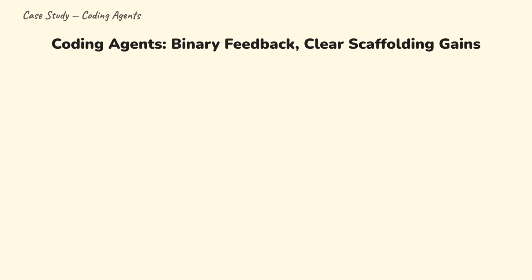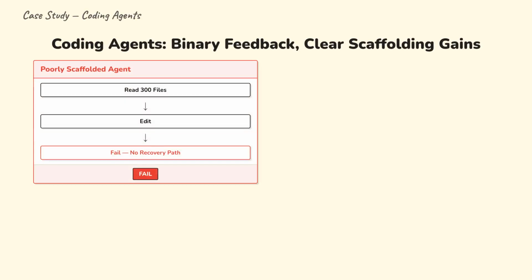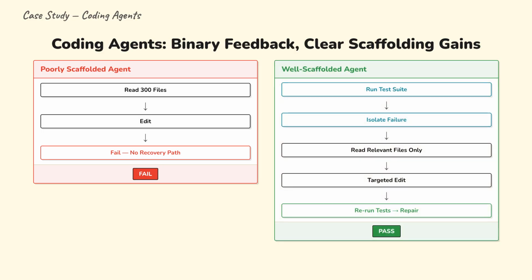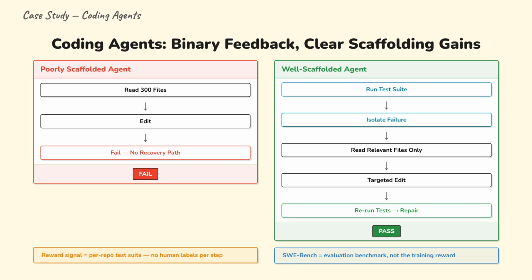Coding agents are the clearest domain for measuring scaffolding quality because correctness is binary. The tests pass or they don't. A poorly scaffolded agent reads hundreds of files, makes an edit, and fails with no recovery path. A well-scaffolded agent runs the test suite first to isolate the failure, reads only the relevant files, makes a targeted edit, reruns tests, and repairs on failure. The reward signal driving this improvement is simply the test suite inside each code repository. No human labeling required per step.